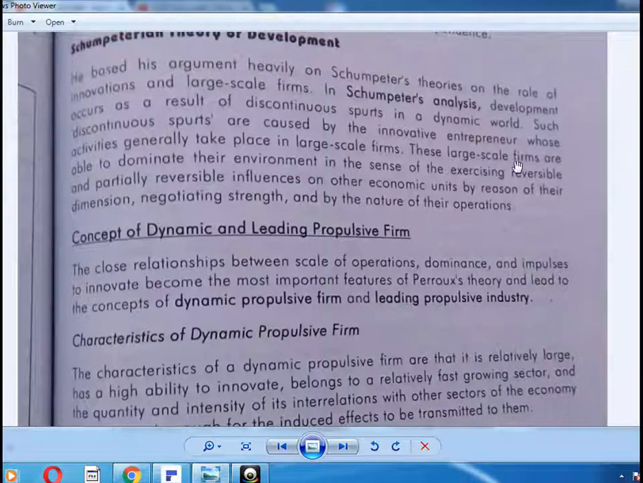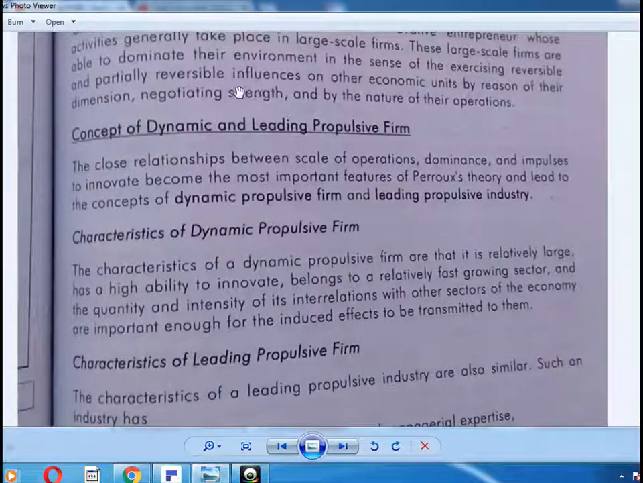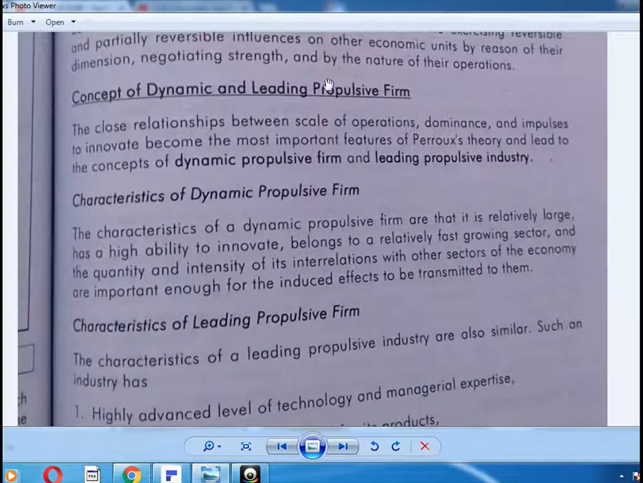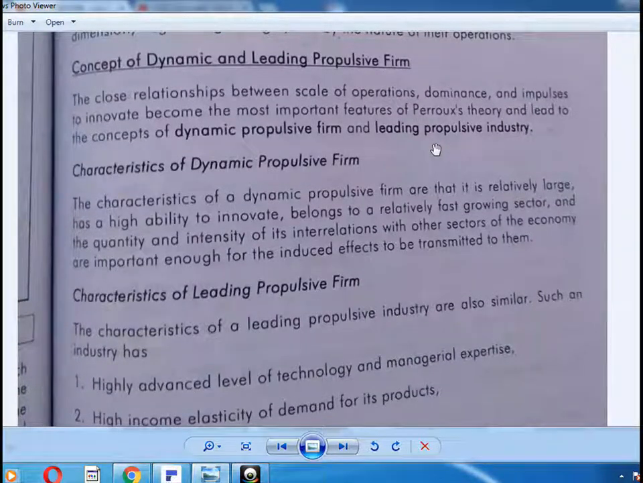These large scale firms are able to dominate their environment in the sense of exercising irreversible and partially reversible influence on the economic units by reason of their dimension, negotiating strength, and by the nature of their operation. Concept of dynamic and leading propulsive firms. The close relationship between scale of operations, dominance, and impulses to innovate become the most important features of Perroux's theory and lead to the concept of the dynamic propulsive firm and the leading propulsive industry.